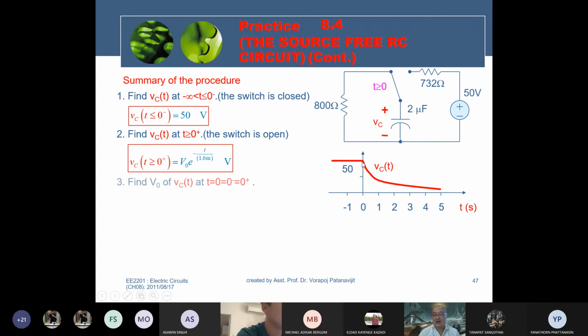Now for time less than 0, it equals 50. For time greater than 0, it will decay in exponential form. Both of them are equal at time equal to 0. You can get V naught in that step.